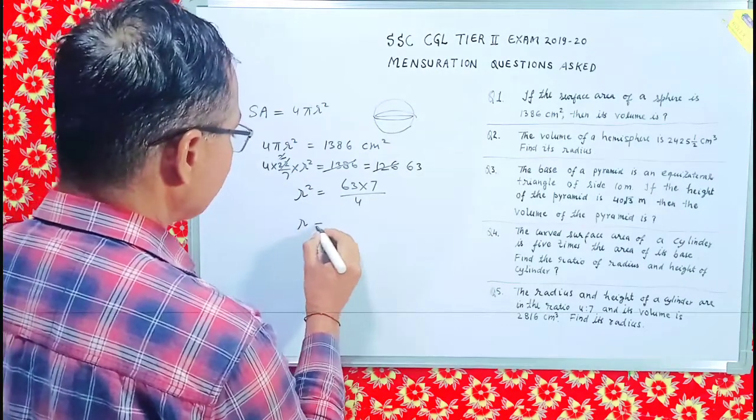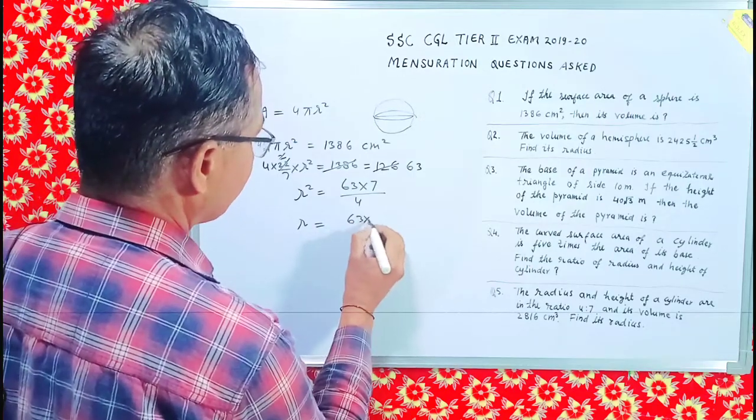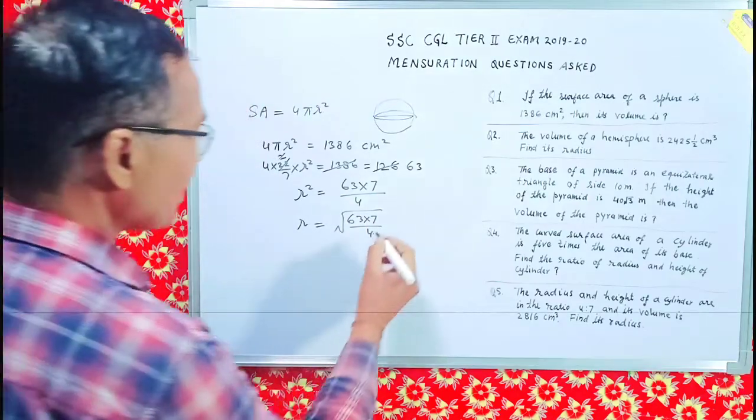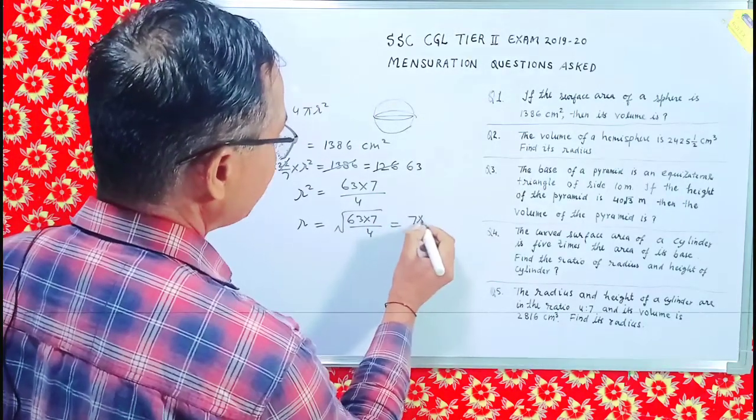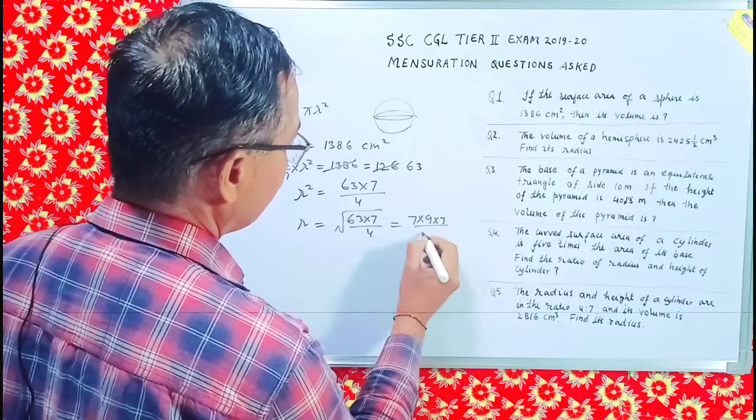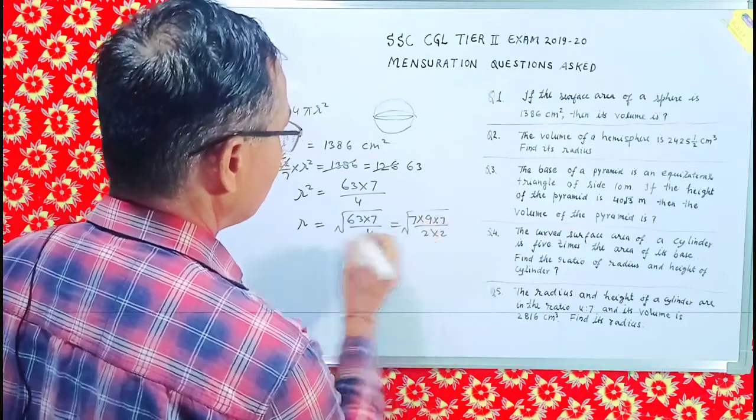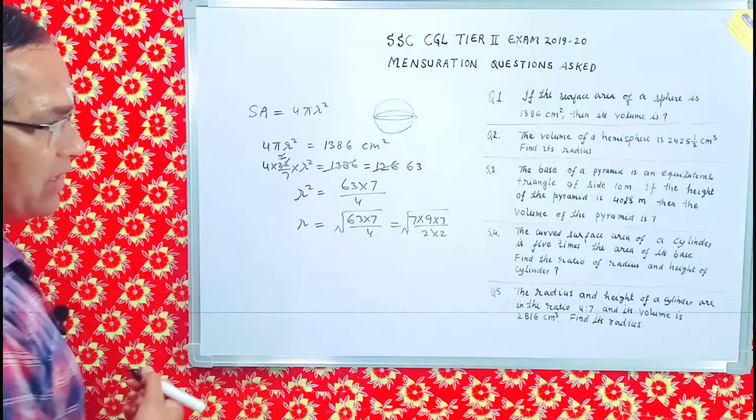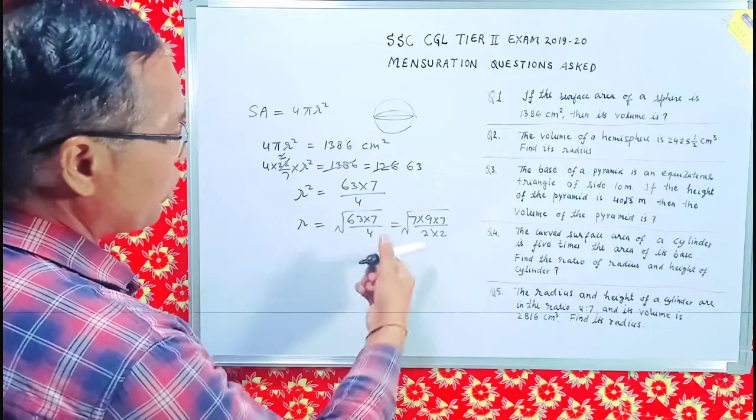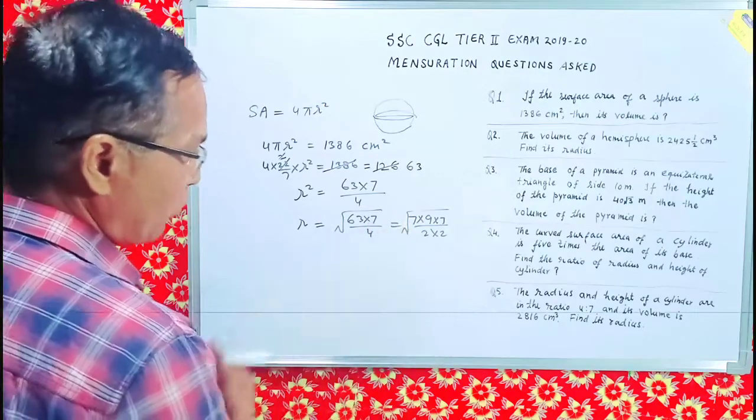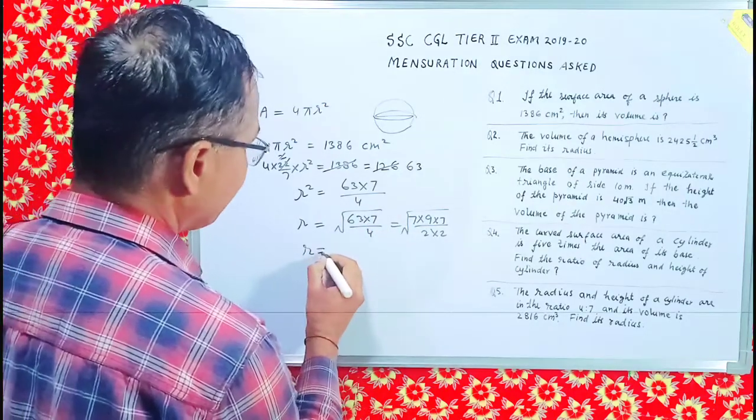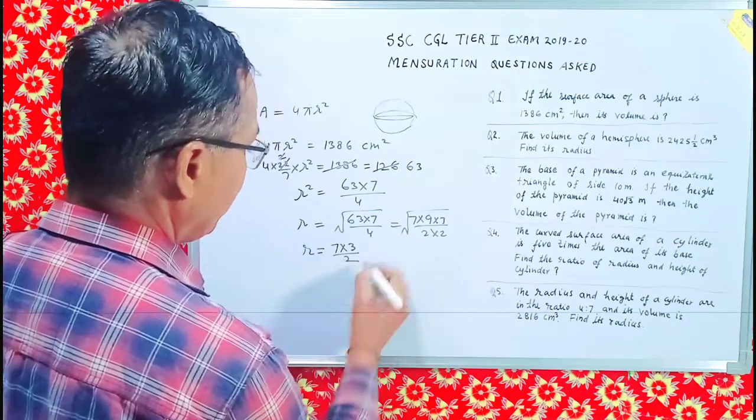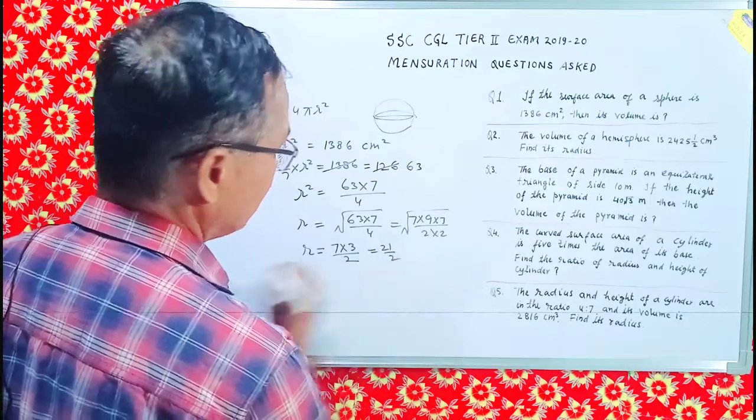So r is equal to square root of 63 into 7 divided by 4. Now we can write it 7 into 9 into 7 divided by 2 into 2. So we are getting the factor pairs easily. 9 is 3 into 3 and 4 is 2 into 2 and 7 into 7 also there. So value of r is 7 into 3 by 2, means 21 by 2.